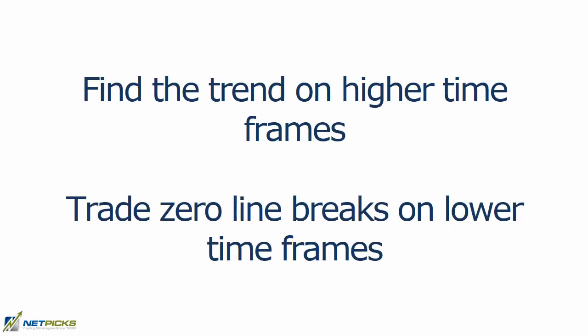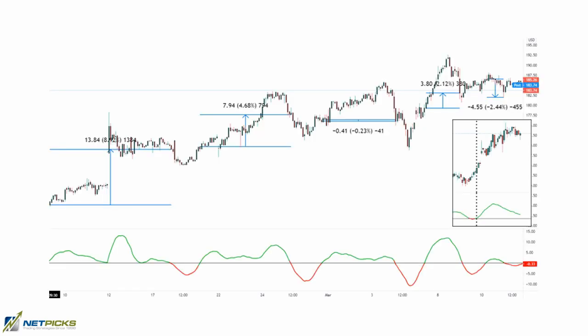But another way you can use this indicator is through a 2-step process. Number 1, find the trend on the higher time frame. Second, trade the zero line breaks on the lower time frame. So what does that look like? This is a 30-minute time frame. It's a stock chart, the same one we just used. But this time I want you to notice a small inset chart here. That's the daily time frame. It shows the indicator is green. It's above zero. It's buys. So that means on the lower time frames, we only look for trade signals to buy.